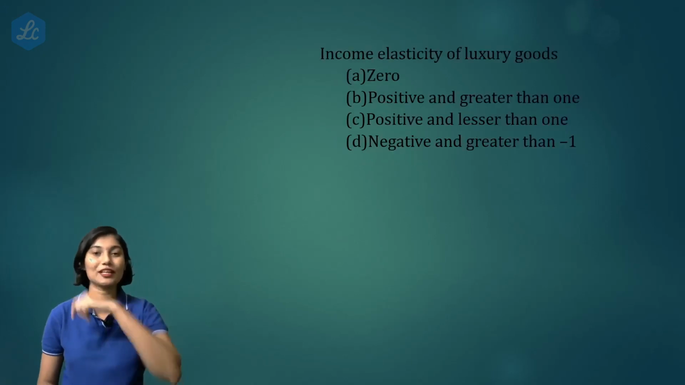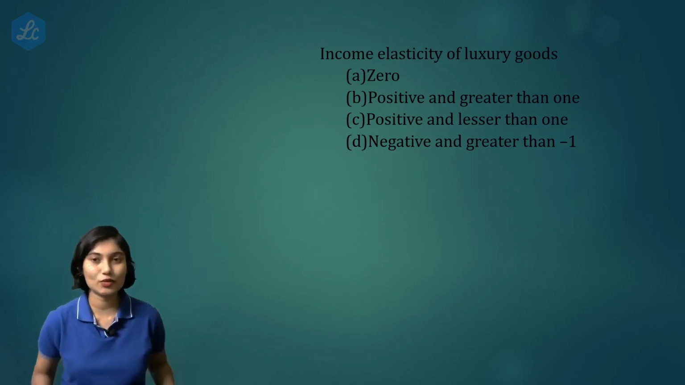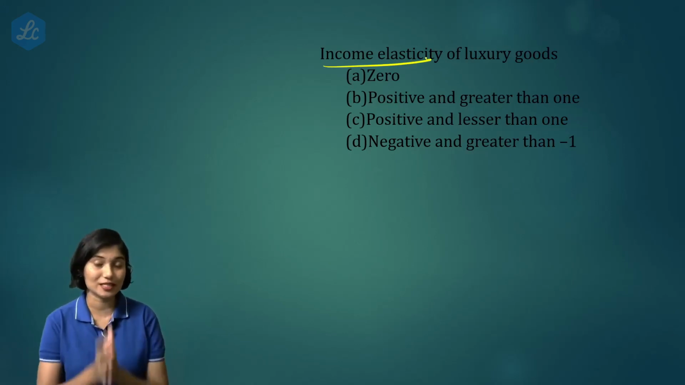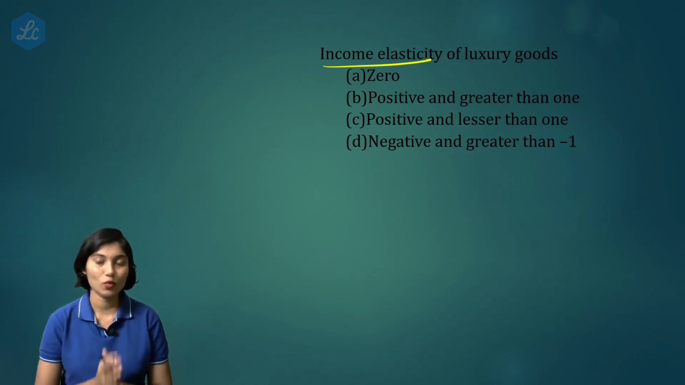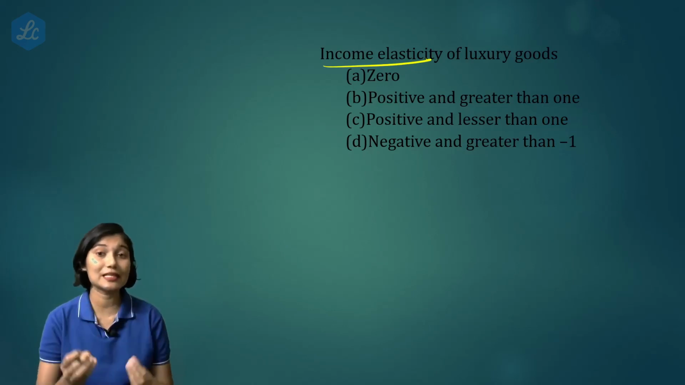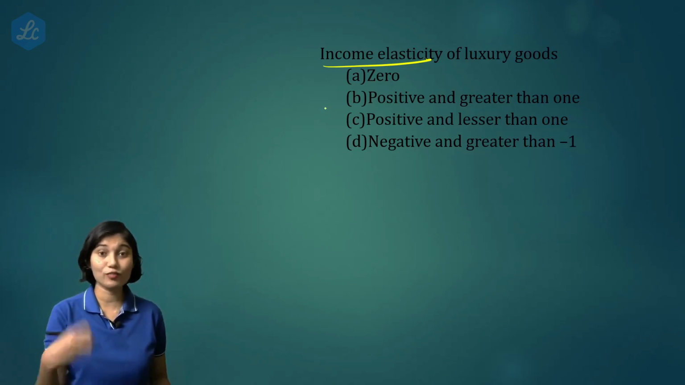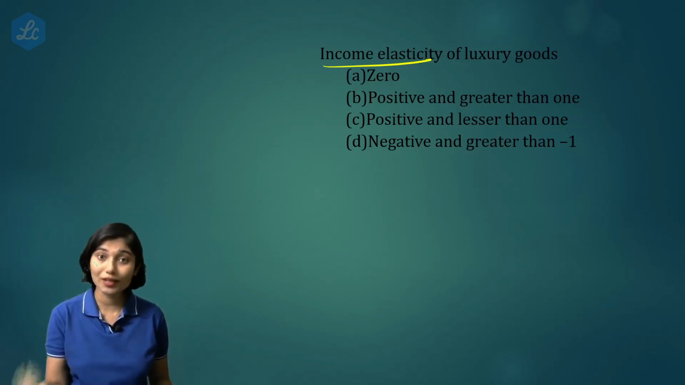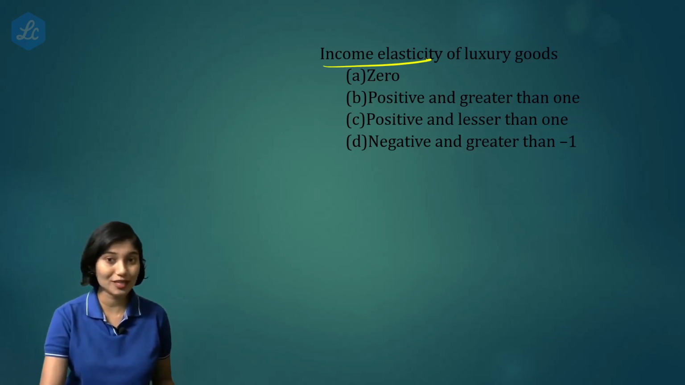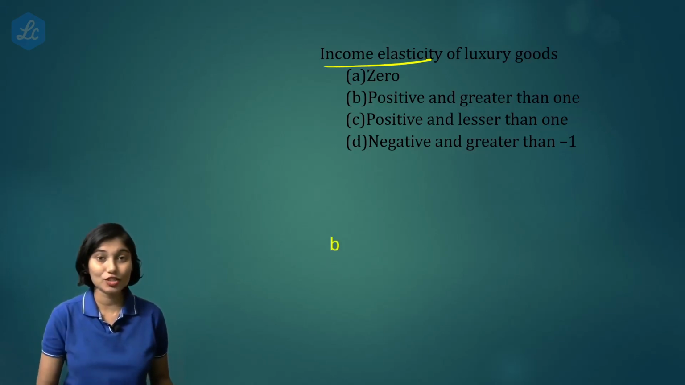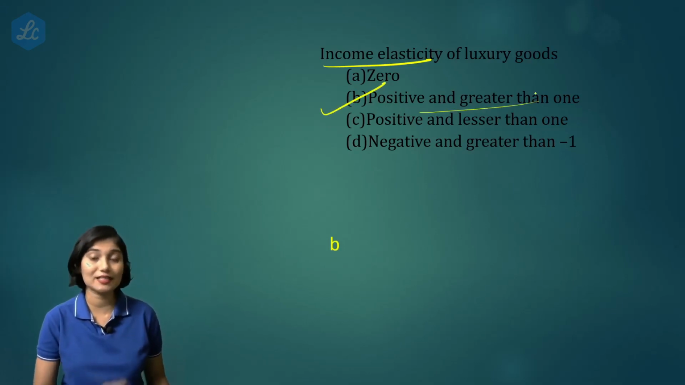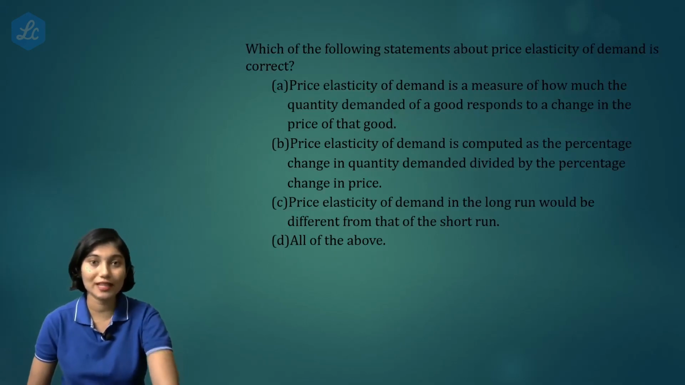Okay, now coming to an elasticity question related to demand. Income elasticity of luxury goods. Now we discussed this. What happens in this case? When your income increases, does your demand for luxury goods increase? Yes or no? It does, right? When you have more income available with you, there are chances that you will purchase more luxury goods. So what should be the answer? The answer has to be positive and greater than 1, right? Positive and greater than 1.